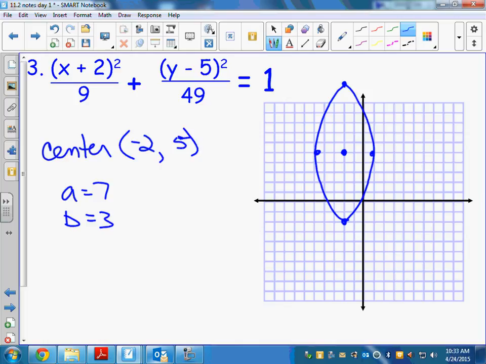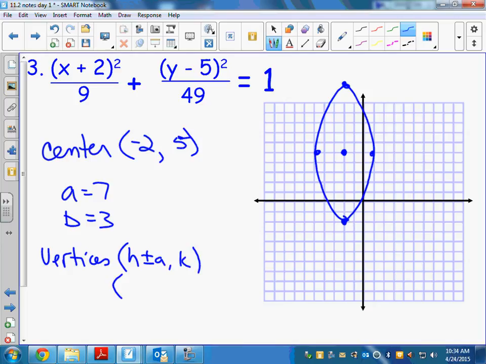If they asked you for the vertices, right, the vertices are the endpoints here, which if you graph it, you can just tell me what they are. But that's why hopefully the formula makes sense. You start from the center, and you add and subtract A. So that's why the formula is H plus or minus A, and you keep the K the same.